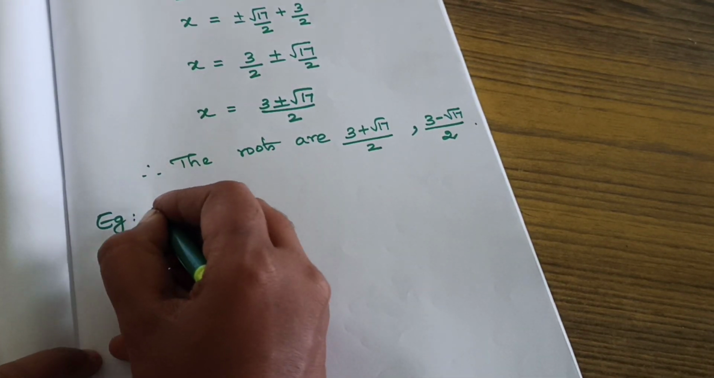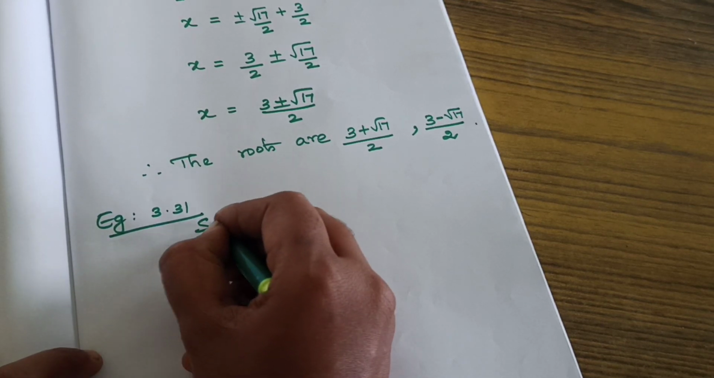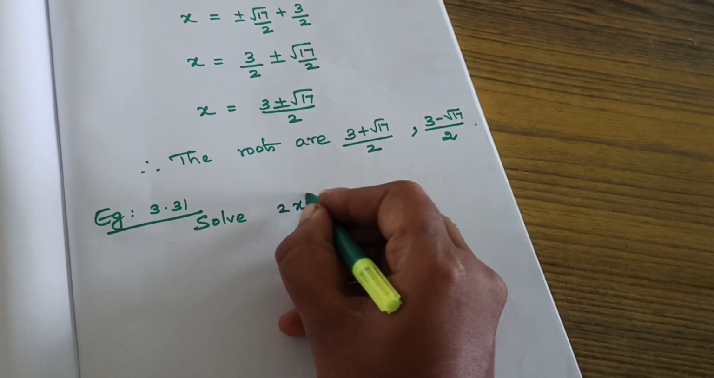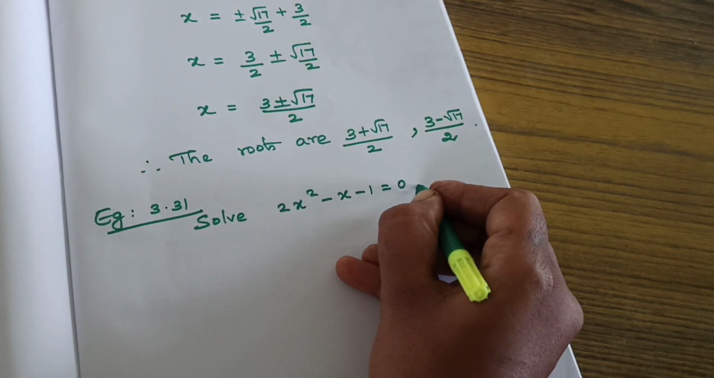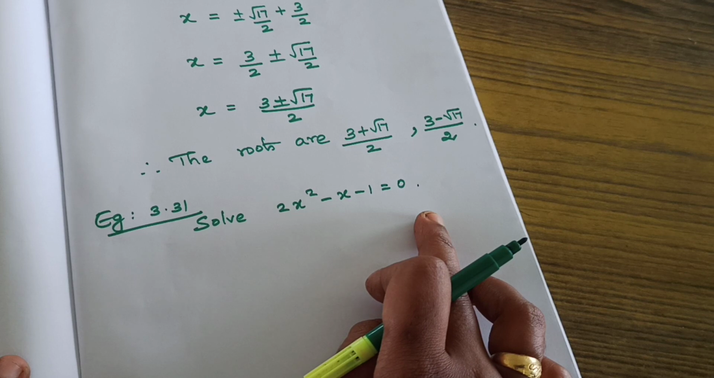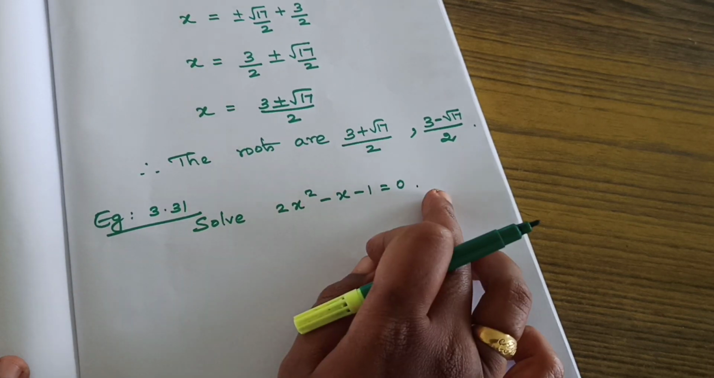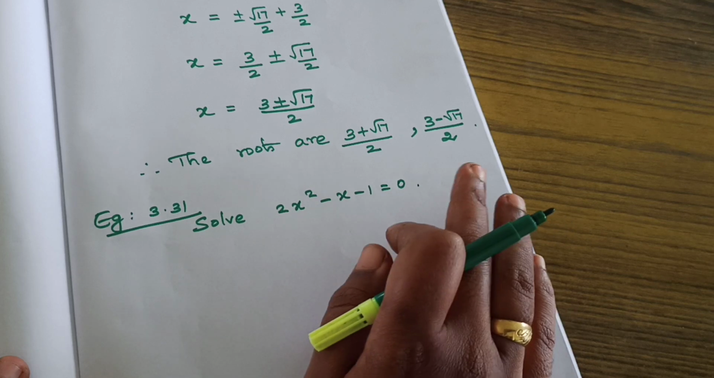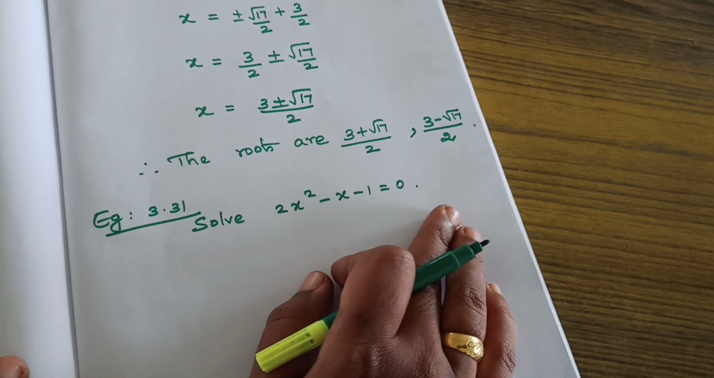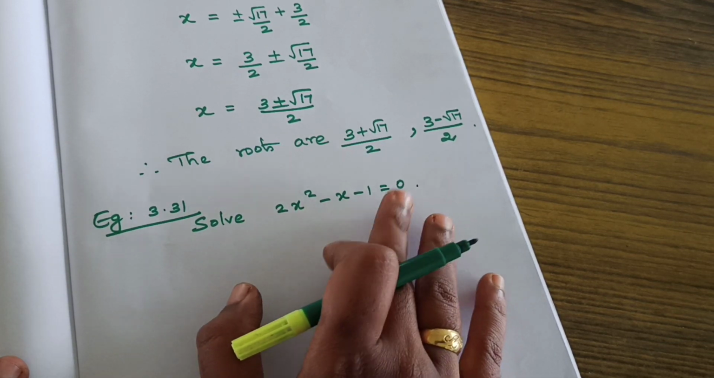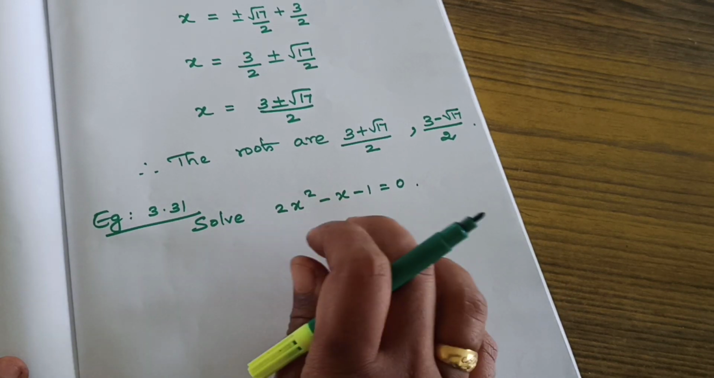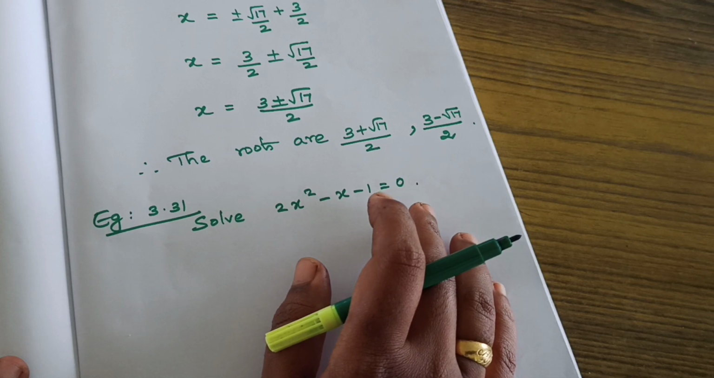Next example. Example 3.31. Solve 2x square minus x minus 1 equal to 0 by completing the square only. In the question they will denote the method. Here they simply gave the question, but for examination they will specify: solve by factorization method, otherwise solve by completing the square method, otherwise solve by formula method. If they simply ask solve, means as you wish you can write. But if they mention solve by completing the square method, then definitely you need to use the completing the square method only. Got it?